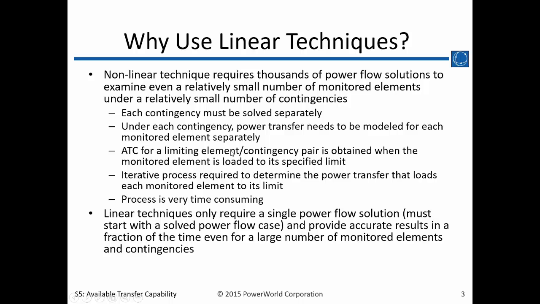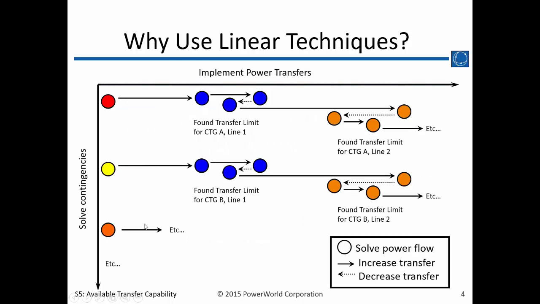Linear techniques really help when you have lots of different contingencies to look at because it can consider them all kind of simultaneously with the linear technique. If you want to get an exact solution for the transfer capacity for a particular contingency, then you can have it iterate using some power flow solutions, but it can do that initial screening really quickly with linear methods.